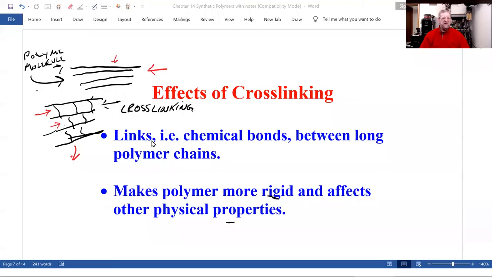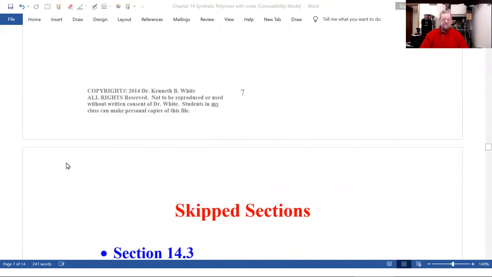And that's cross-linking. And cross-linking, again, is when you take the polymer molecules and you link them together molecularly, and it's very important.